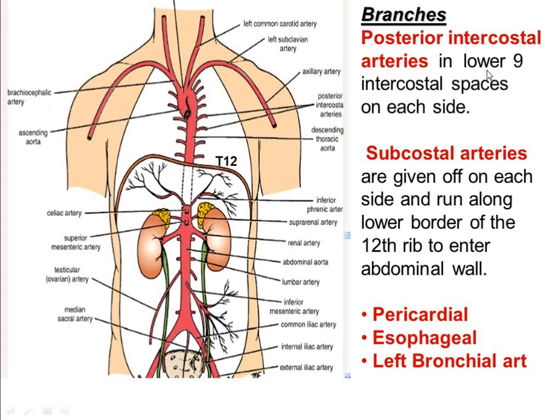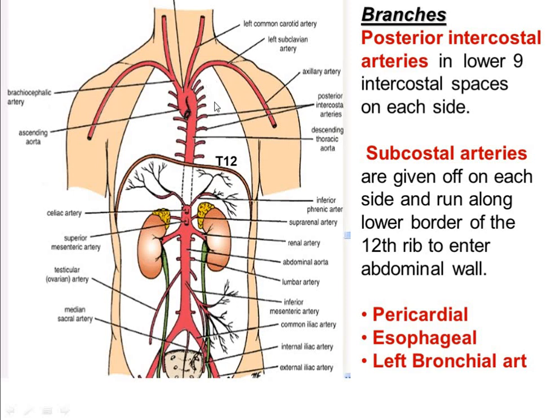What happened to the upper two spaces? The upper two intercostal spaces, posterior intercostal arteries. Think about it, from where they are coming. They have to come from some branch above, that is from the thyrocervical tract, that is from the subclavian.